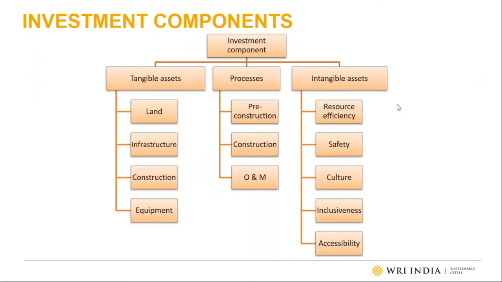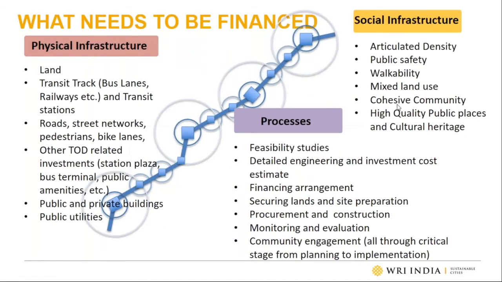The investment components are the basic ingredients of an investment. They include parts of an investment that shape its performance and contribute to investment's costs and revenues over the course of planning, implementation, operation, and maintenance stages. There are 3 different types of investment components: tangible, intangible, and processes. All 3 component types are essential to investment. To our understanding, these components like physical infrastructure, which are more of tangible components, social infrastructure, which are intangible, and processes will need financing.